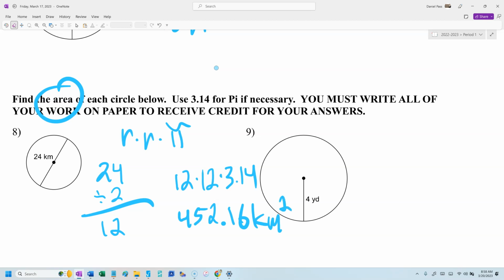All right, next one. They already gave us the radius. So radius times pi is 3.14. Let's see. All right. 4 times 3.14.